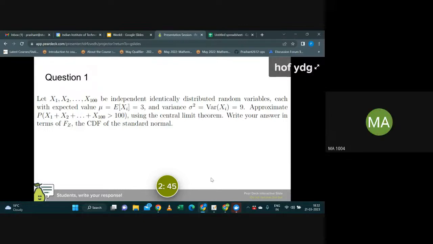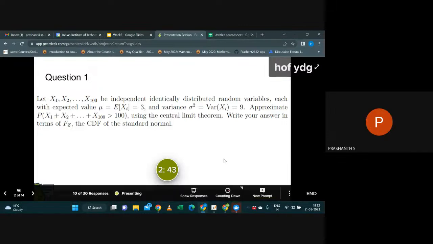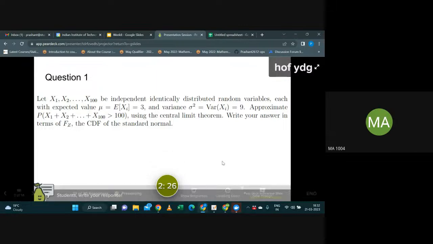Sir, for Fz we have to refer to the tables? Yeah, but here you just have to write it in terms of Fz. No need for the table here. Suppose you are getting Fz of 2, just write down Fz of 2.